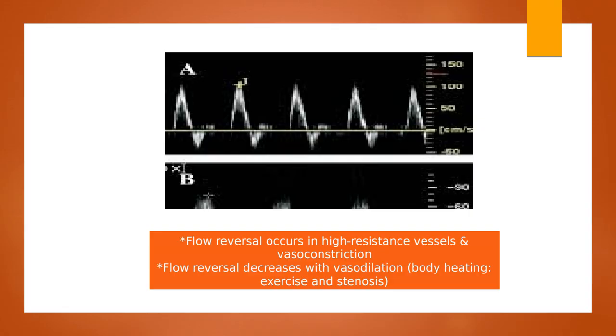So flow reversal is going to occur in high resistance vessels and undergoing periods of vasoconstriction. And then also we are going to see some flow reversal decrease with vasodilation. So anytime our body is heating, whether we are exercising, or if there's a stenosis in a particular area, that's all going to account for body heating, and that's going to result in vasodilation, where those vessels dilate wider than they typically are, and we'll see decreases in that flow reversal. So we're less likely to see that diastolic flow reversal in a patient who is exercising.